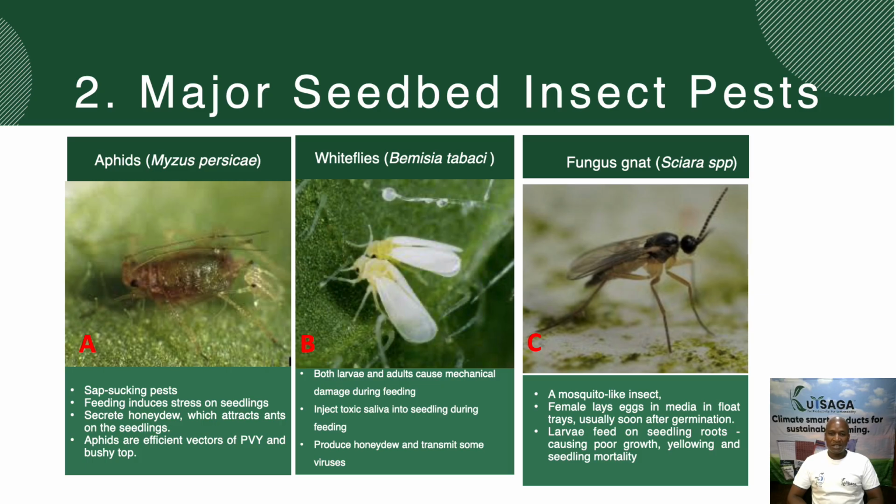Another group of important insect pests in tobacco seedbed production are the fungus gnats. These are small mosquito-like insects whose females feed on the seedlings, especially in the float trays, by attacking the root system and causing poor root growth and ultimately poor uptake of nutrients by the plant, leading to the plant turning yellow and the seedlings dying.